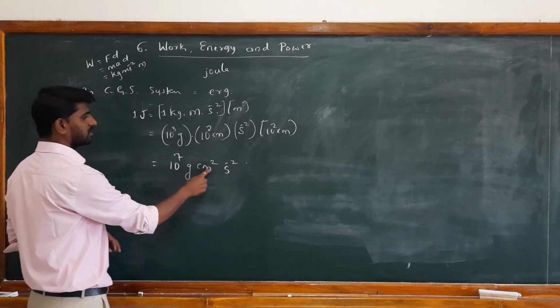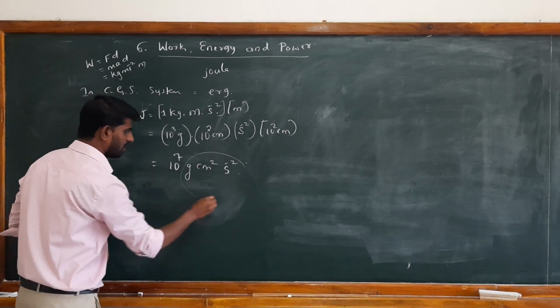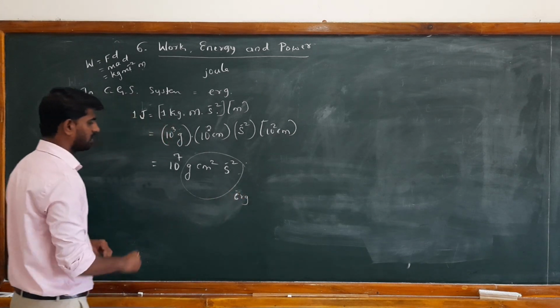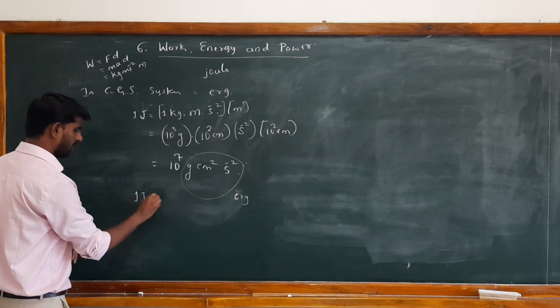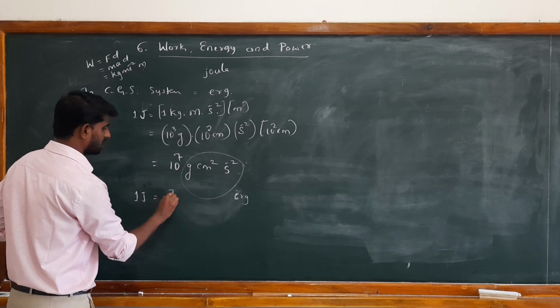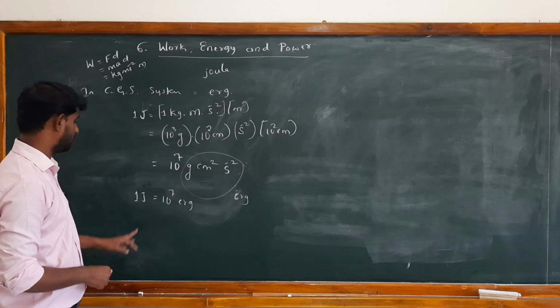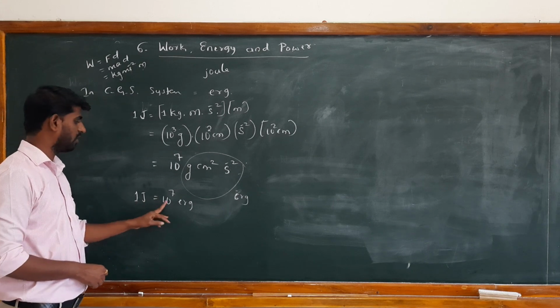So gram centimeter square per second. This is called the erg. So I can write 1 joule is equal to 10 to the power 7 erg. Which is a greater value here? Joule is the greater one. 1 joule equal to 10 to the power 7 erg.